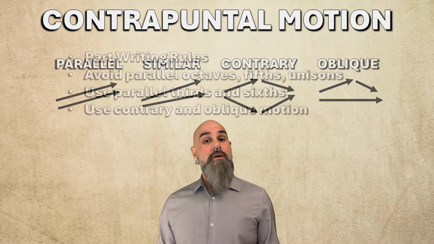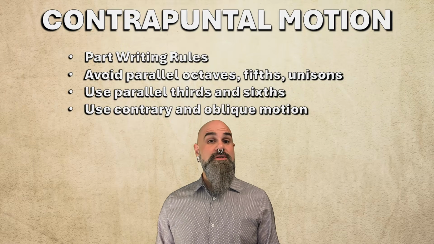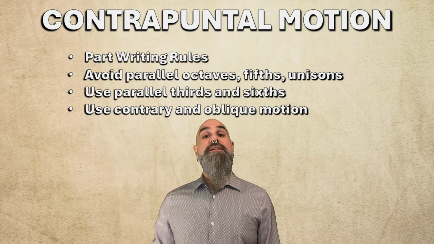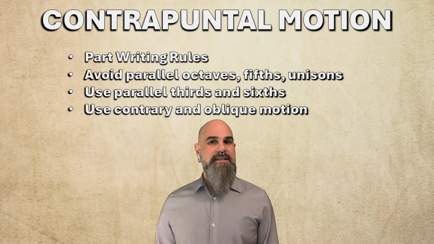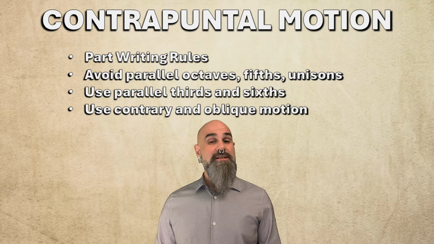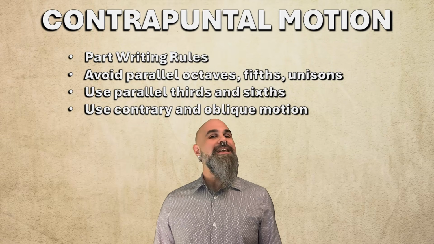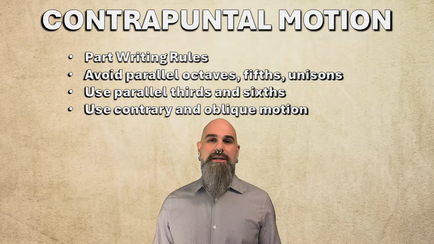And if you're studying part writing, there are rules for certain intervals using certain types of motion. For instance, we avoid parallel octaves, fifths, and unisons, but we use lots of parallel thirds and sixths, and as much contrary and oblique motion as possible.